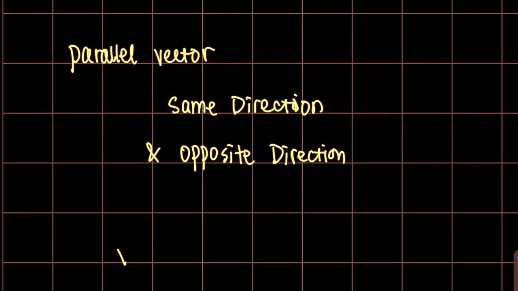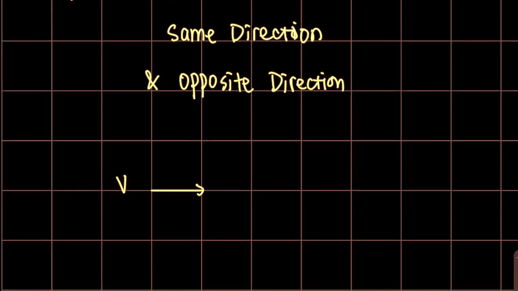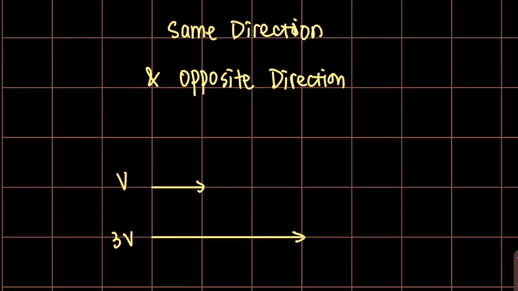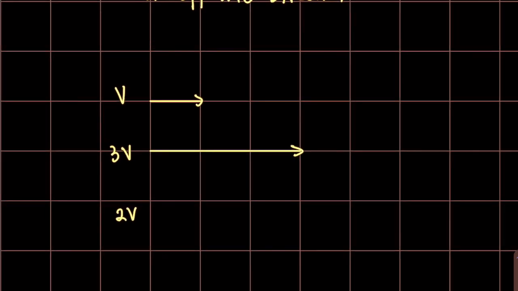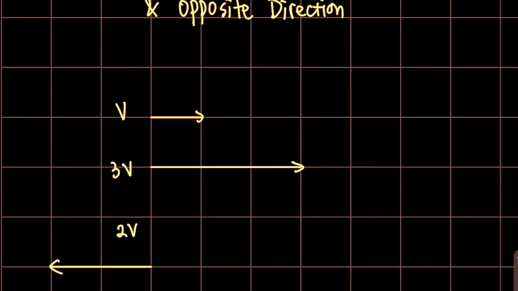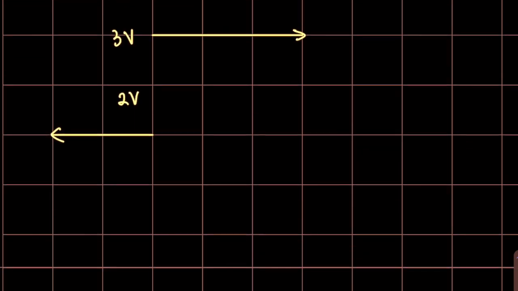Let me give you an example. The V, that is the V. Okay, the 3V means the direction is the same but 3 times as long, and the 2V from this point to this point. Although the direction is different, it's opposite to each other, these 3 are parallel vectors. Okay.